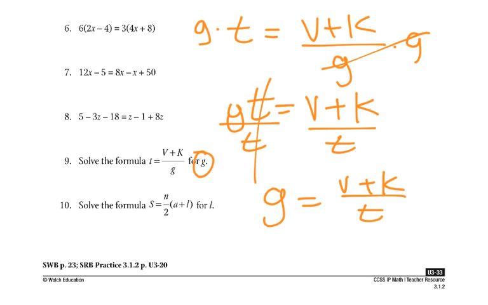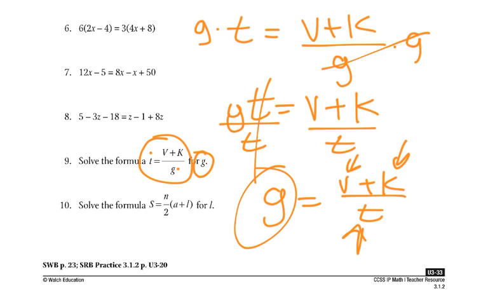Is it any easier? No. But if you're using this formula, you would then probably know what to put in for v, k, and t, and that would tell you what g was. Whereas in the formula, you would have known what g was, and you're trying to find t.